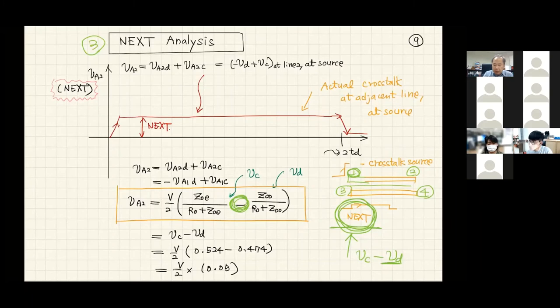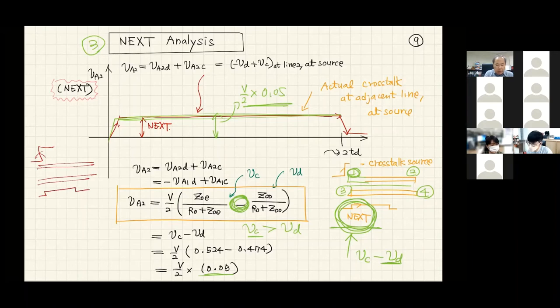And the second interesting point is that common mode voltage is larger than differential mode. And why is that? Because even mode impedance is higher than odd mode impedance, and so we have a smaller voltage step. Here it will be half voltage multiplied by 0.05, and it is going to be a long pulse. So our conclusion for near end crosstalk is like that. If we have two lines and we apply the step pulse, at the near end we're going to have a very long and small pulse. Near end crosstalk will be measured at the adjacent line.